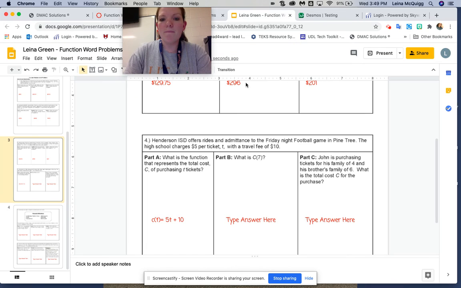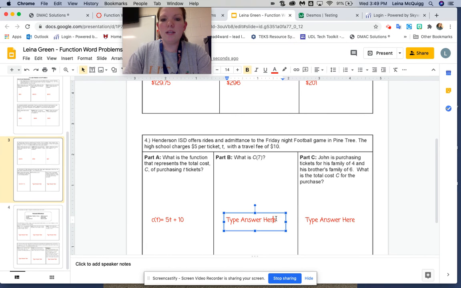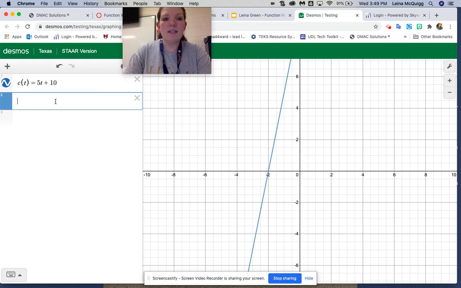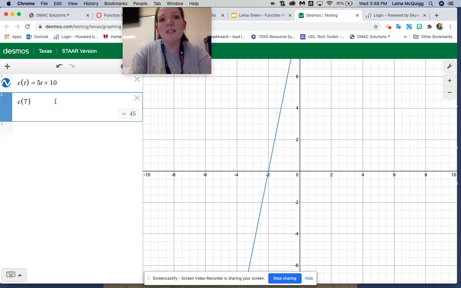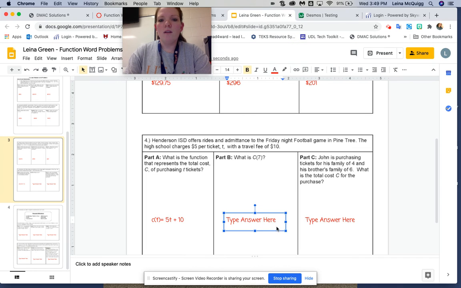And what is C of 7? So if I buy 7 tickets, how much am I going to have to pay? I'm paying $5 per ticket, so 5 times 7 plus 10. We can do that in our brains, right? 5 times 7 is 35 plus 10 is 45. So Desmos tells us it's 45. We're correct. So over here on this side, we're going to say we're going to have to pay $45.